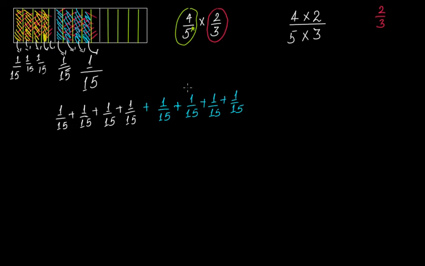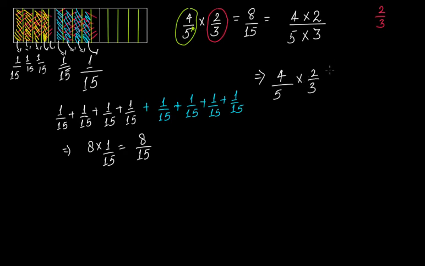If you solve this one, how many 1 by 15 do we have? We have 8 1 by 15, and this will be 8 by 15. So this one will be 8 by 15. It means what? It means that 4 by 5 times 2 by 3 is equal to 4 times 2 divided by 5 times 3.